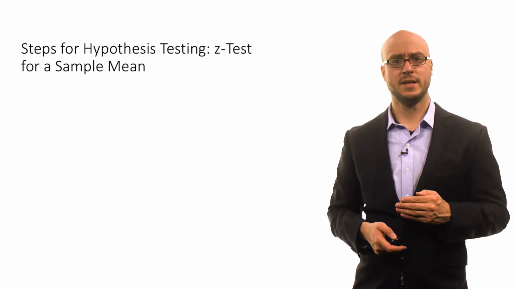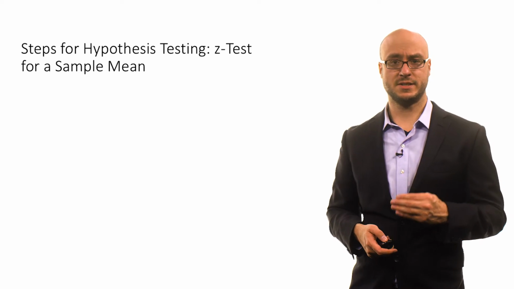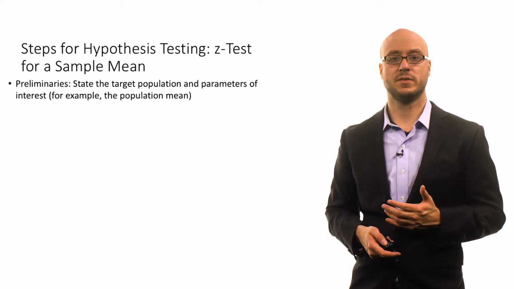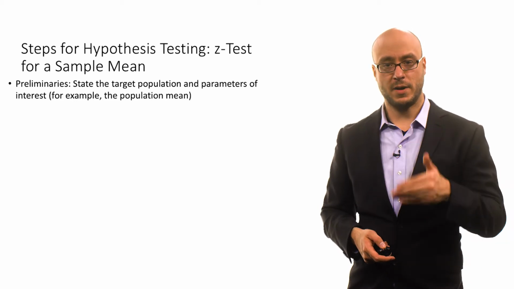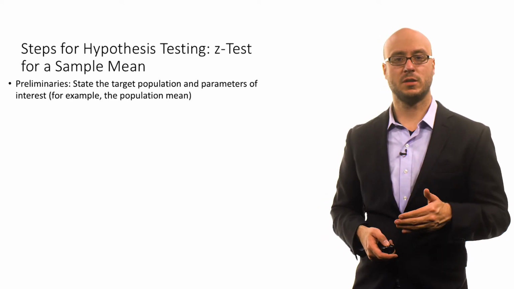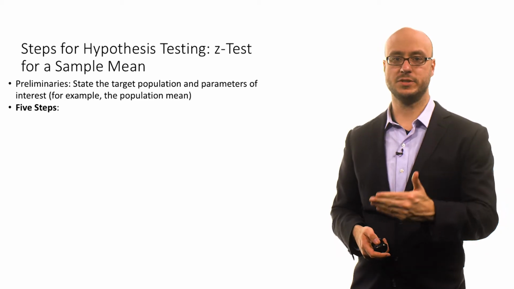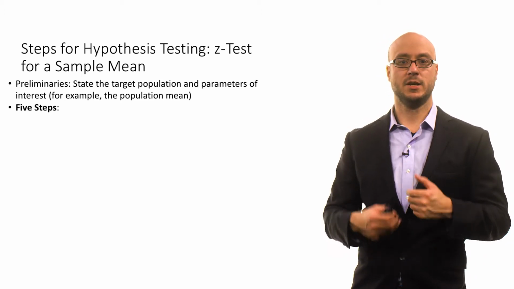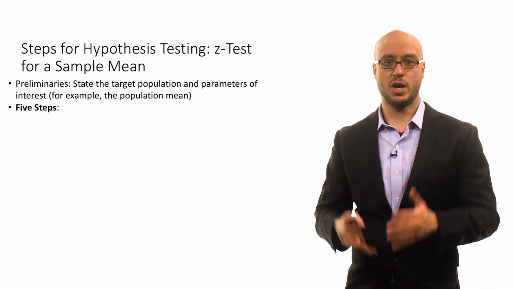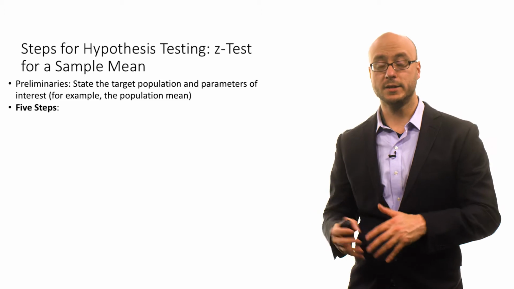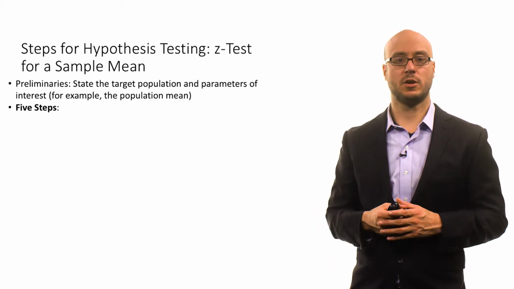So let's talk about the different steps for hypothesis testing. We'll first cover the z-test for a sample mean so you get the idea. Then we'll also cover the t-test. So hypothesis testing, we first state the target population parameters of interest. So we're interested in saying something about the population mean using a sample mean. Right? The target population, we might say, oh, we want to generalize to people in London, or we might want to generalize to people in Ghana. Right? Just think about what your target population is.